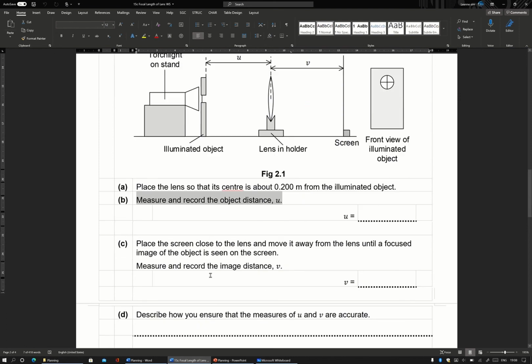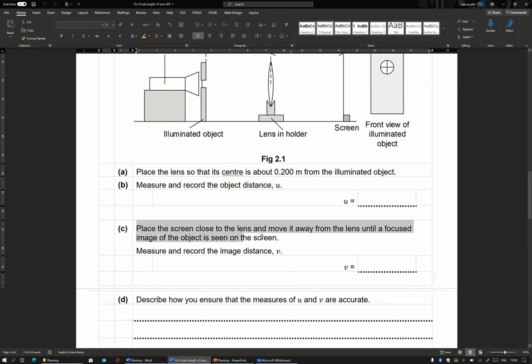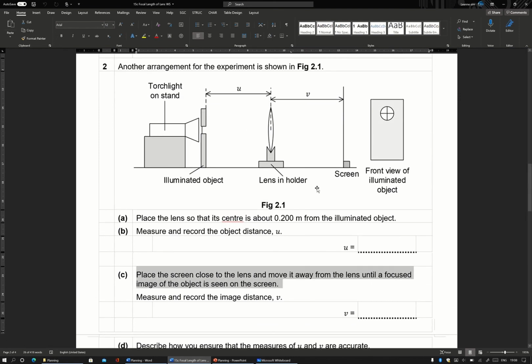And then next, place the screen close to the lens. So you place the screen, you see my cursor, close to the lens, and you see where my cursor is? Close to the lens. And then move it away from the lens, slowly move it away until a focused image of the object is seen on the screen. And then measure and record the image distance v.